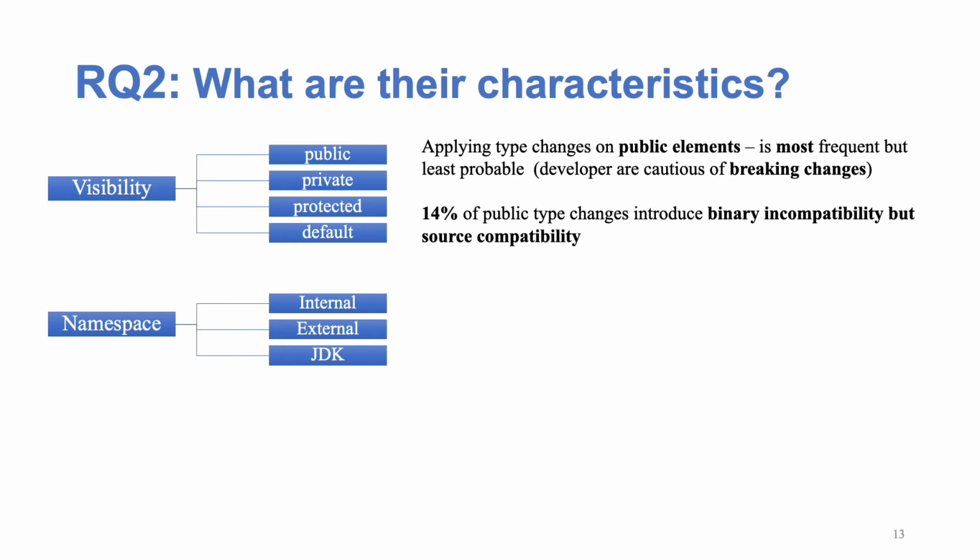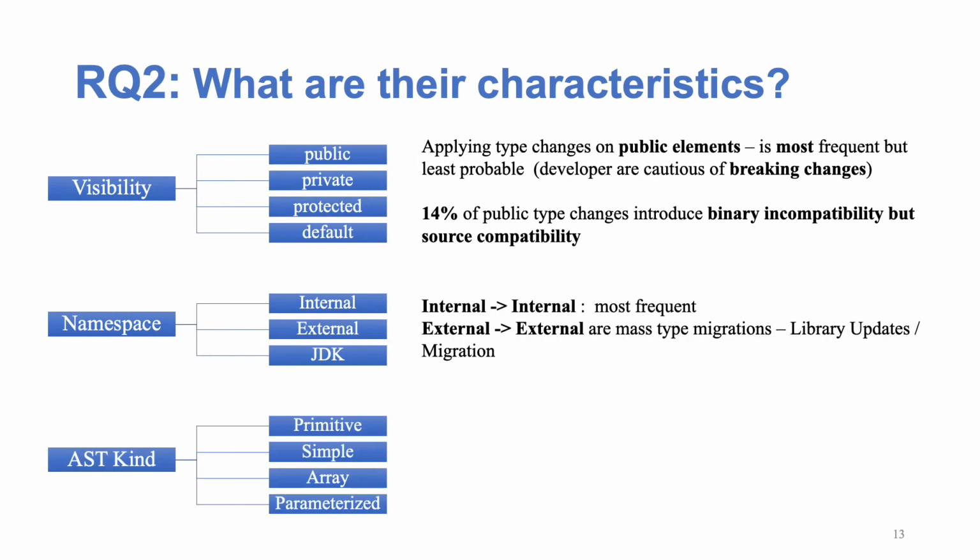On the other hand, type changes involving external types are more difficult to perform, as a developer needs to study the external documentation, which might be outdated or unavailable, or maybe go to Stack Overflow and figure out more information. Developers most commonly perform type changes between internal types and between JDK types. We also observe that a type change between two external types happens seldom, but when it happens, it is a mass migration. These internal to internal type changes are very custom to the project itself.